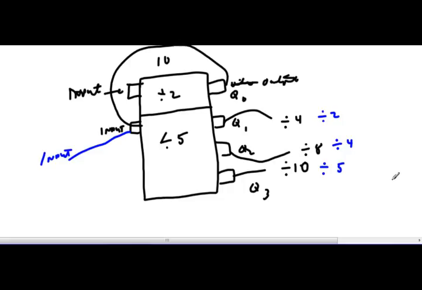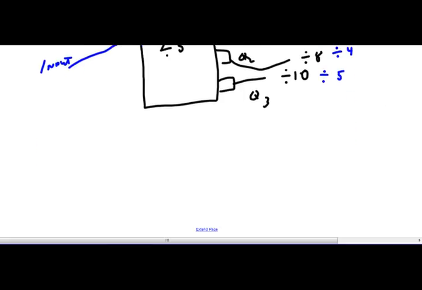All right. And so that's what we have, a divide by 10 counter. Or if we didn't, we could have a divide by 12. We could do that. Divide by 12.